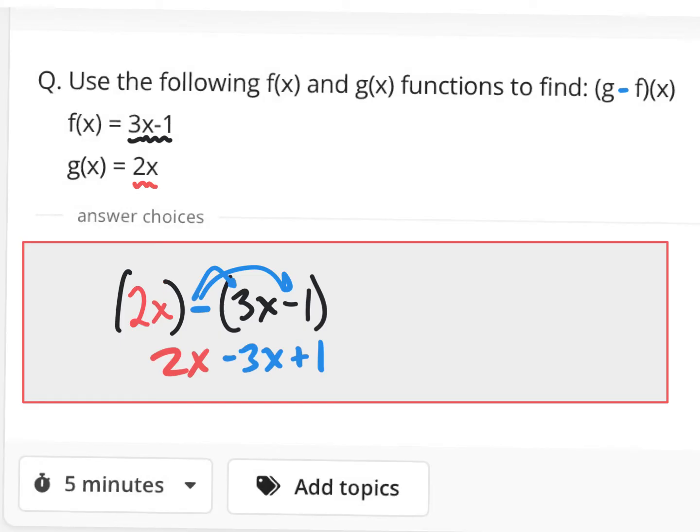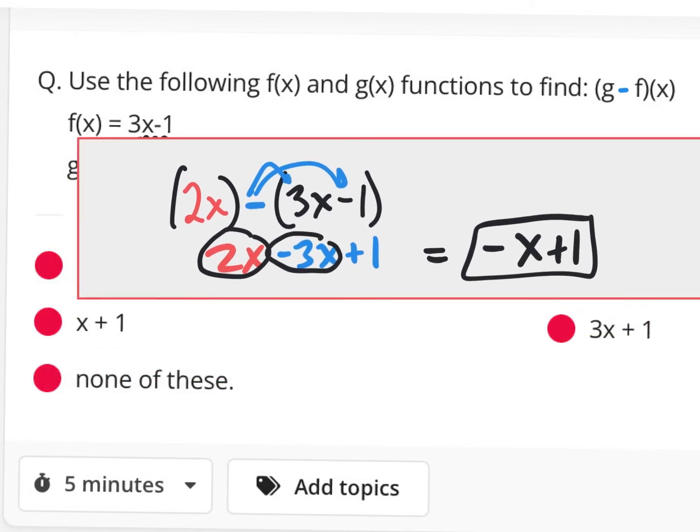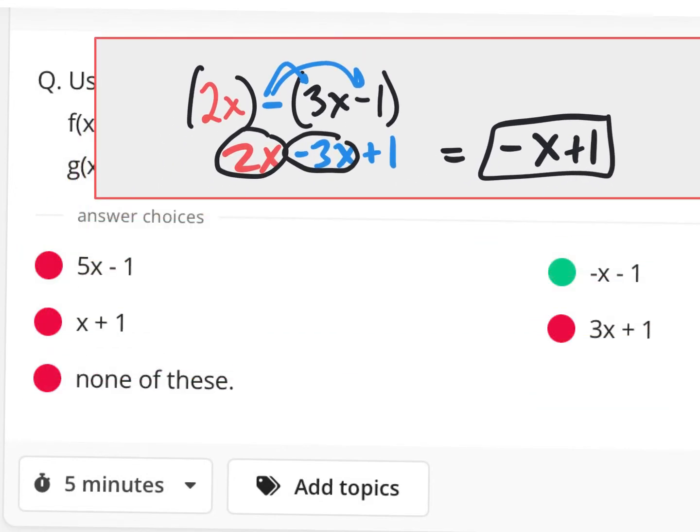And of course you need to combine like terms. So when you combine the 2x, take away 3x, you're going to owe one of those x's. So negative x plus 1 is your correct answer for this one. Okay, and you can see that the correct answer is right there, negative x plus 1. Let's move on to question number 2.